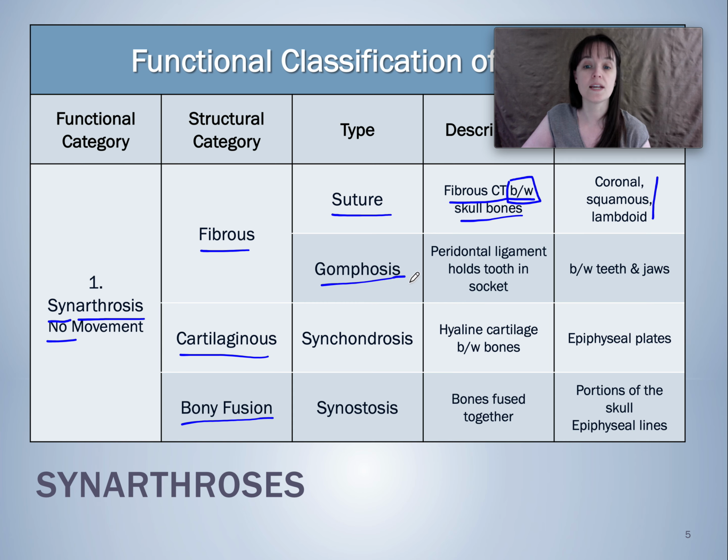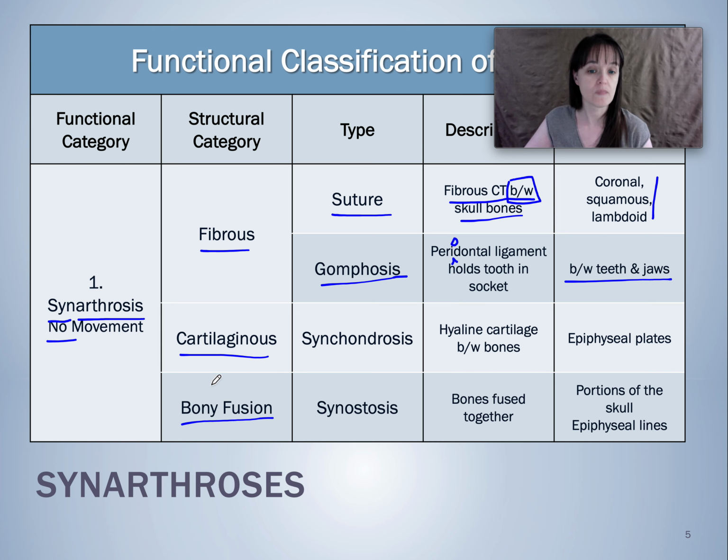Okay, so there's also the gomphosis. This is the periodontal ligament, which holds your teeth in your jaws. So it's between the teeth and the jaws. The dentists don't use that term.